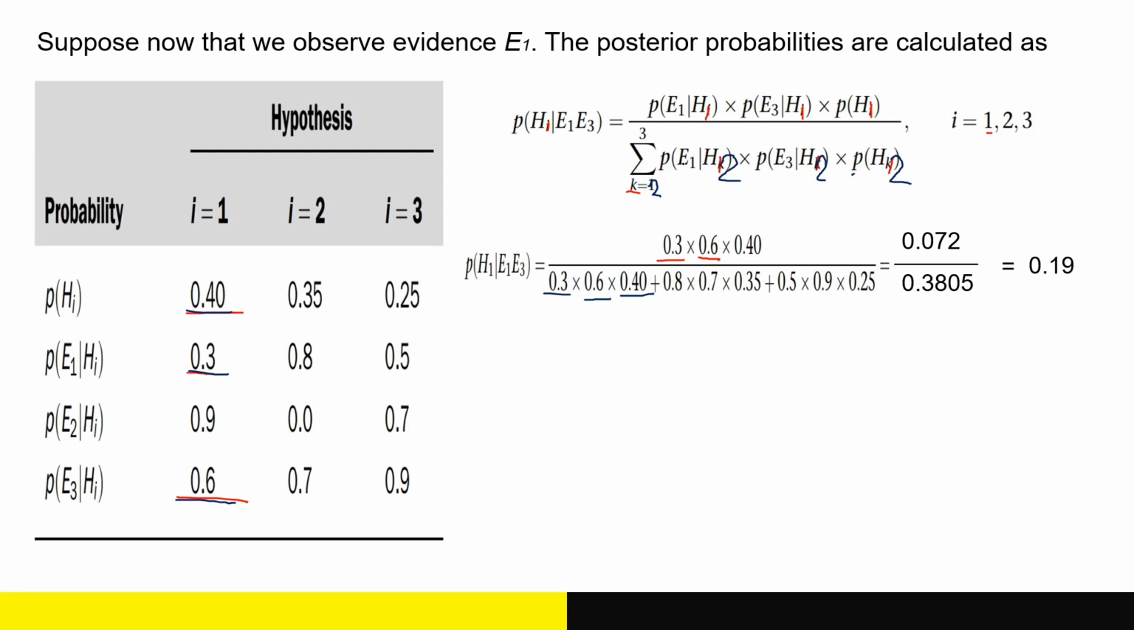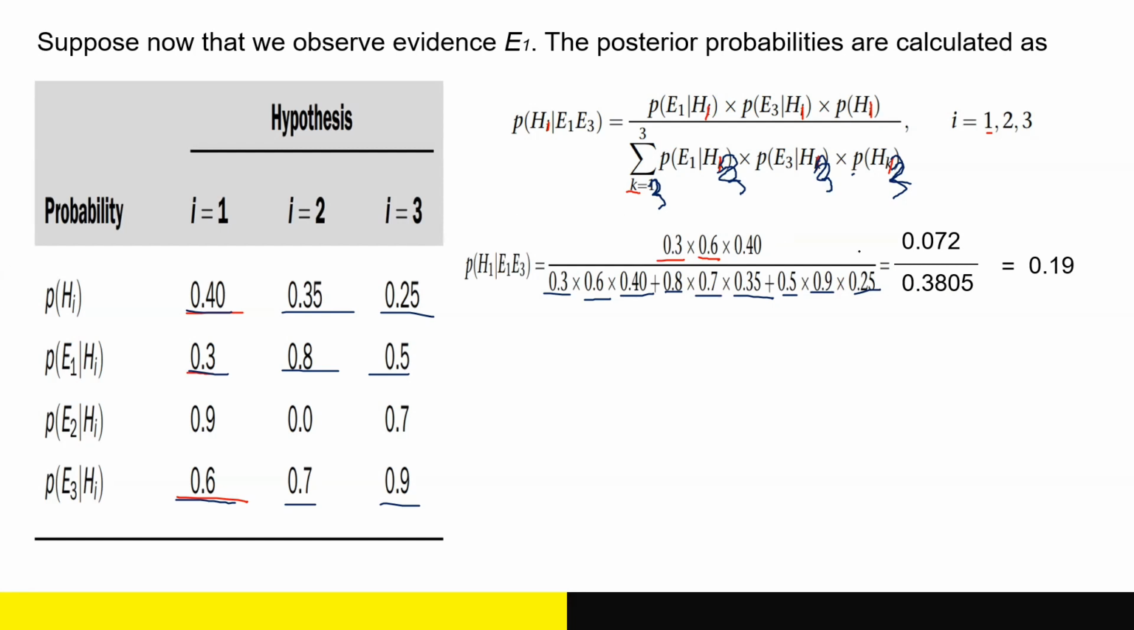So the probability of evidence 1 given hypothesis 2, so we have 0.8, multiplied by the probability of evidence 3 given hypothesis 2, so we have 0.7, and then multiplied by the probability of hypothesis 2, so we have 0.35. And then plus, our index now is 3. So the probability of evidence 1 given hypothesis 3, so we have 0.5, and then the probability of evidence 3 given hypothesis 3, so we have 0.9, and then multiplied by the probability of hypothesis 3, so we have 0.25. If we add the products, the sum is 0.3805.